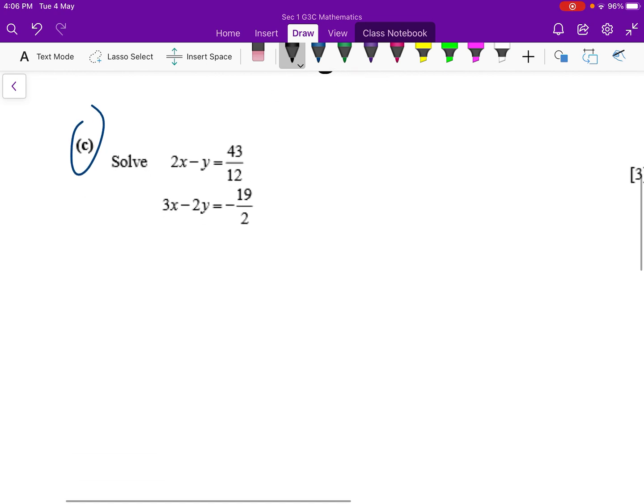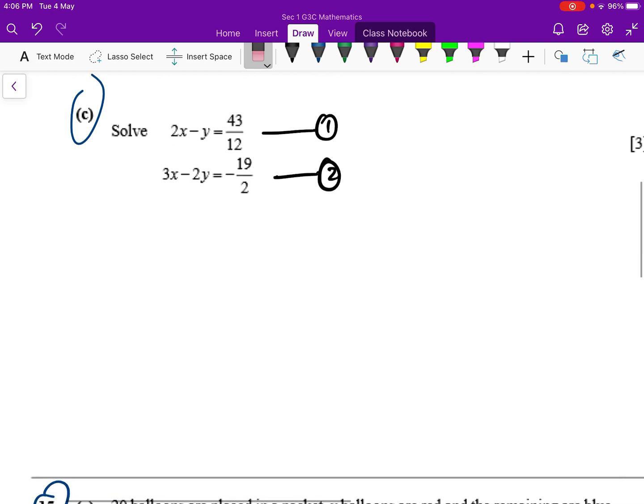Next, we have simultaneous equations. This is quite troublesome because we see fractions instead of integers, so it gets a little troublesome. But the standard 2 approaches will still work, either your substitution or your elimination. Now today, because I see the coefficient of y is -1, I think it is quite easy to change it to make y the subject. So I will choose to use substitution.